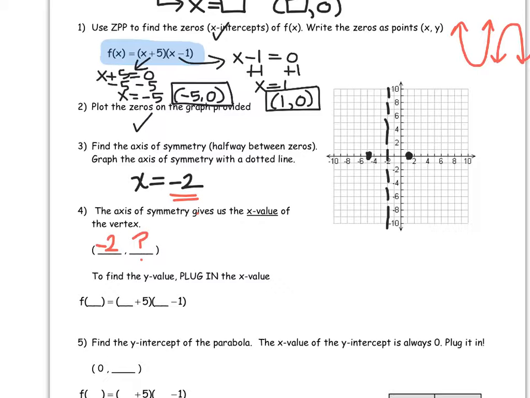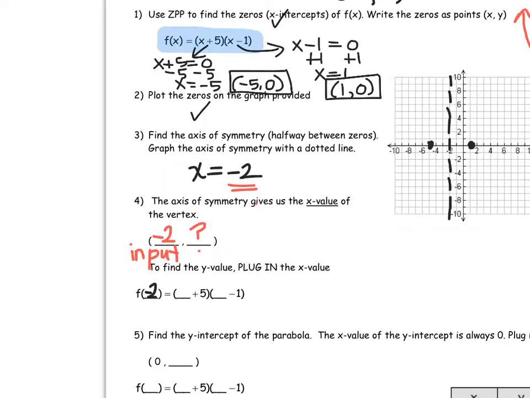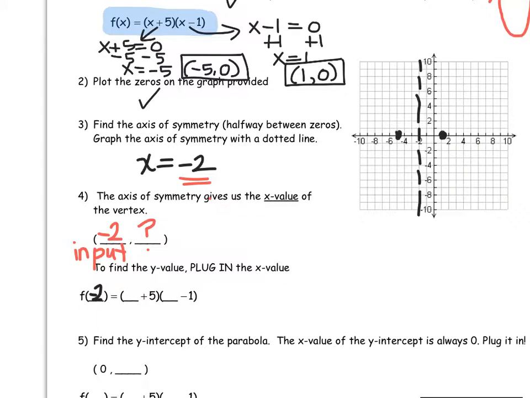Now that means that negative 2 is an input, and to find the y value, I'm reading from right here, to find the y value, plug in the x value. So I'm going to plug in negative 2. I'm going to plug it in, look all the way to the very top in blue. I'm going to plug it in to this function. So I'm going to write here f of negative 2 equals, and I'm going to plug in a negative 2 everywhere where I see an x. Negative 2 plus 5, negative 2 minus 1.